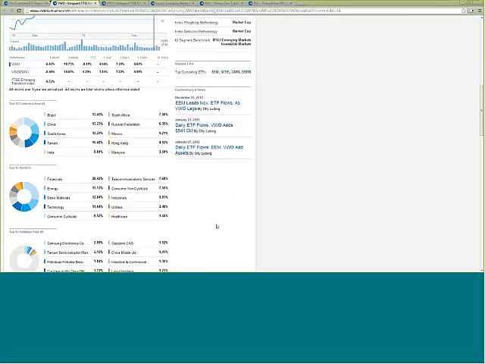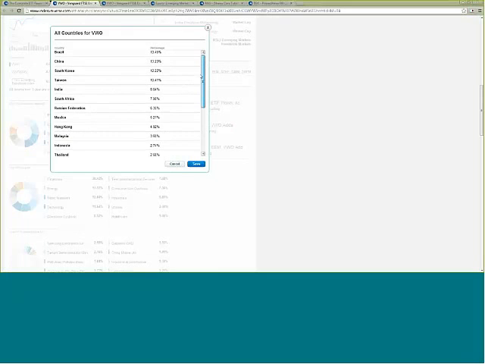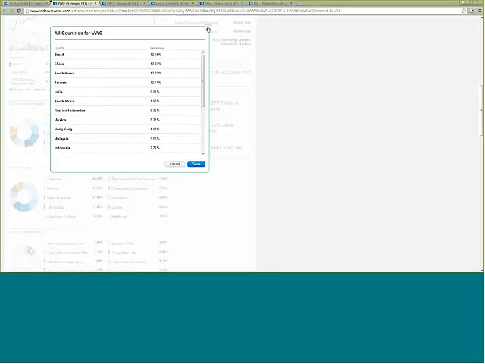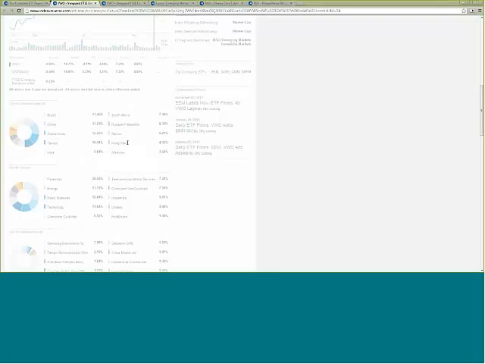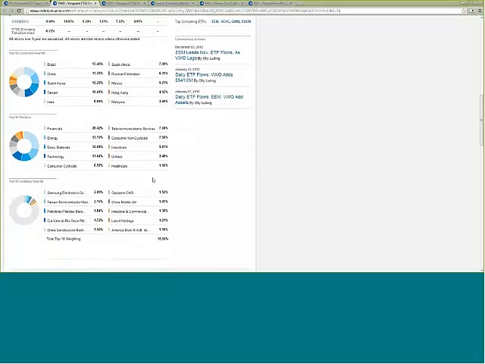As you scroll down, you'll also see some information about the portfolio's exposure. You can see the top 10 countries that the fund has exposure to, and when you click View All, you'll get a pop-up window that shows you each individual country the fund has exposure to and in what proportion. You've also got the ability to see the top 10 sectors the fund has exposure to.